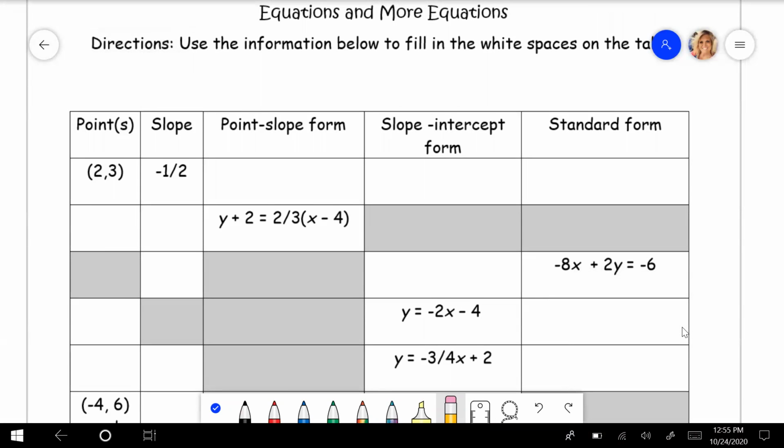Point slope, that formula, y minus y1 equals m times x minus x1. Please write that one down. Slope intercept is y equals mx plus b. And standard form is ax plus by equals c. Okay, so those are the three different forms.